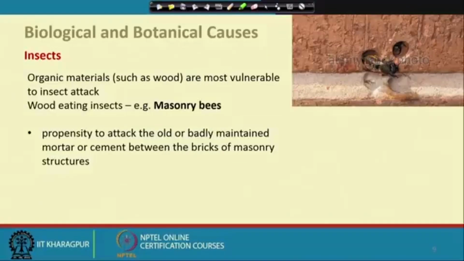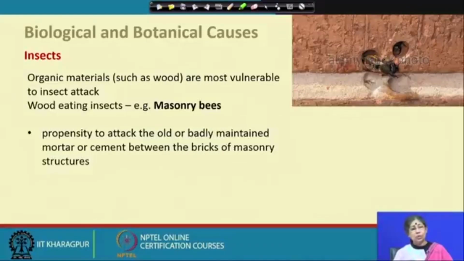One example is the wood eating insect, the masonry bee. As you can see, they generally prefer holes, and they tend to attack old or badly maintained mortar or cement between the brick or masonry structure. When the cement or mortar joints are not properly maintained, they have a chance to come, and sometimes they try to make their habitat in between tiles or in cracks or joints.